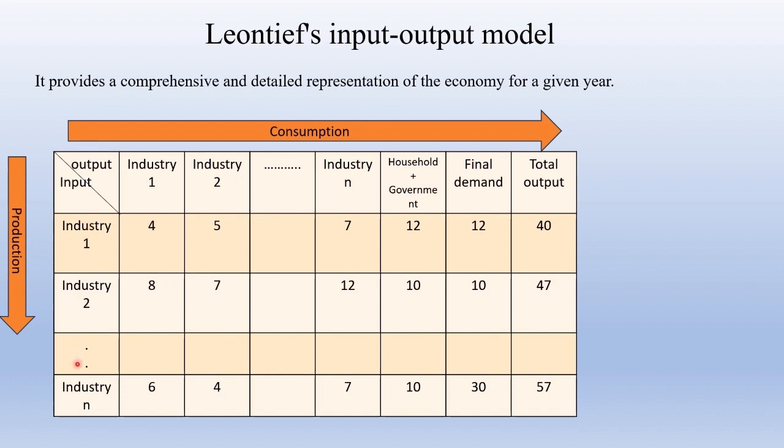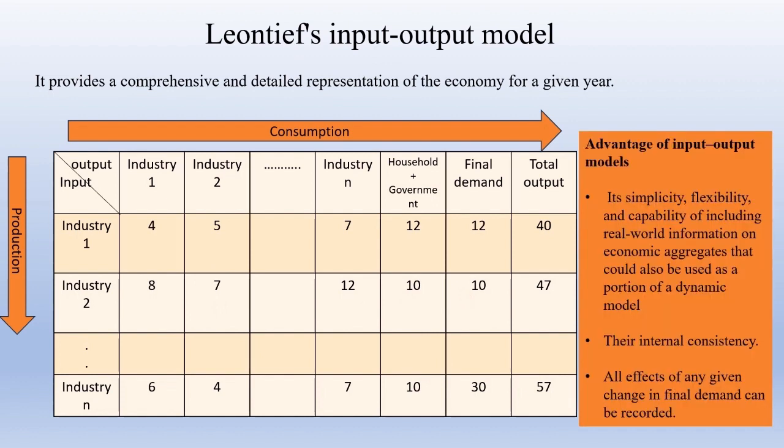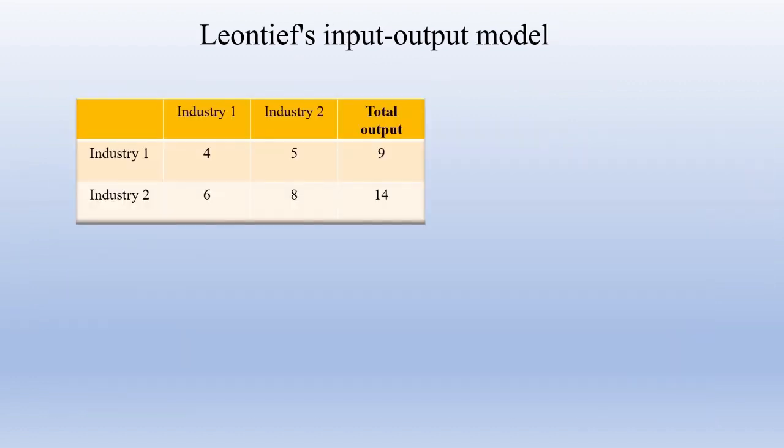Here, 4 is the units consumed by Industry 1 from the total production of Industry 1, 5 units are consumed by Industry 2 from the total production of Industry 1, and so on. Similarly, 8 units are consumed by Industry 1 from the production of Industry 2, 7 units are consumed by Industry 2 from the production of Industry 2, and so on. Now, for computation purposes, it is arranged in matrix form.